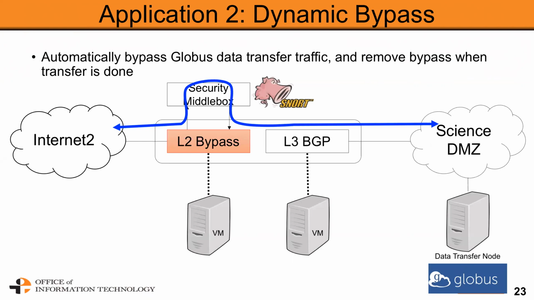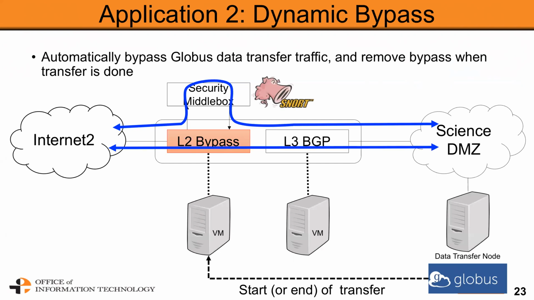and then to the Science DMZ, or any network. And then what we do is we have a data transfer node with Globus, and we have hooks to it. It'll listen to any event, like the start or end of a transfer. When it sees one, it'll send a call to our VM, which knows where the data transfer is happening, the source, the destination, and the ports. So it'll install a rule dynamically, a bypass rule, so that the traffic of this data transfer will bypass the security middle box.